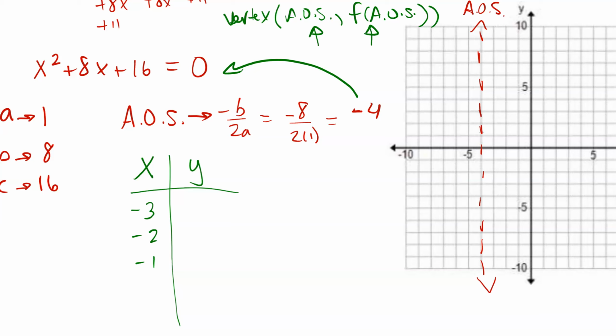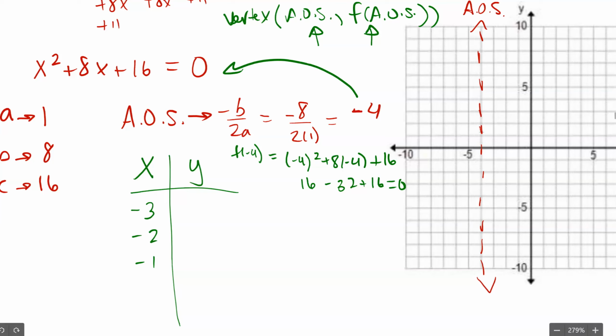So the y value when x equals -4 is -4 squared plus 8 times -4 plus 16. 16 minus 32 plus 16. So you can use your calculator. What is this equal to? 0. So literally my vertex is -4, 0, which is right here. And remember, vertexes are always the maximums or the minimums.